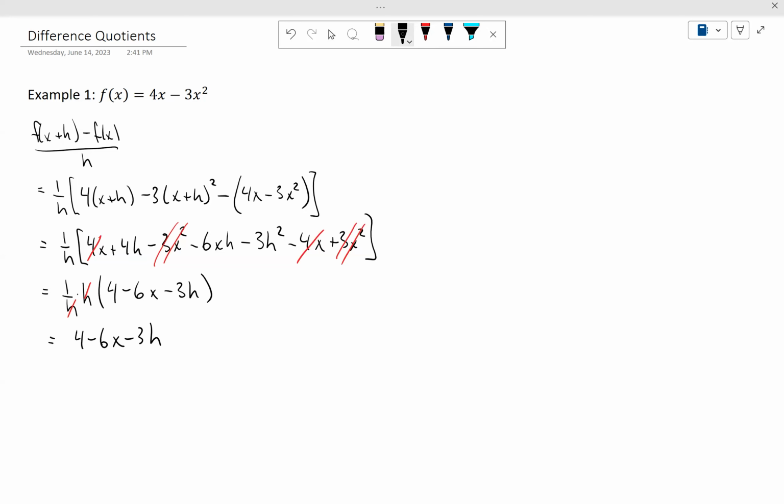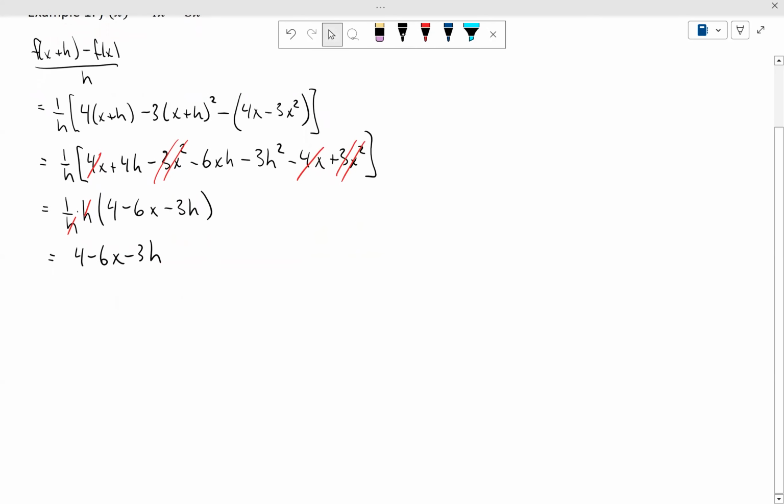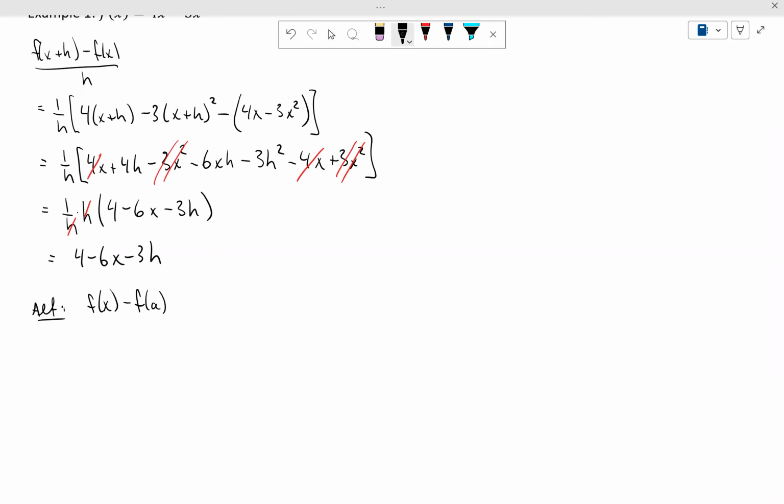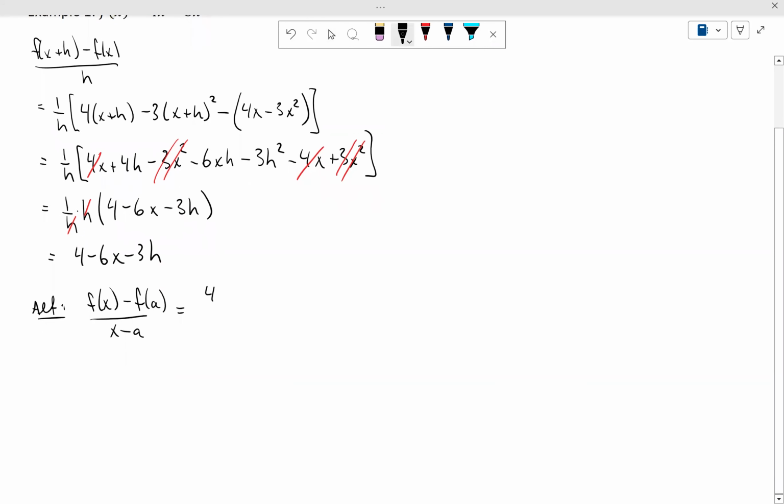That's going to be very useful when you get to calculus. The alternative difference quotient, so we'll say alternative, looks like f of x minus f of a all over x minus a. So let's take a look at doing it this way instead. So f of x, that was the 4x minus 3x squared, minus f of a is 4a minus 3a squared, all over x minus a.